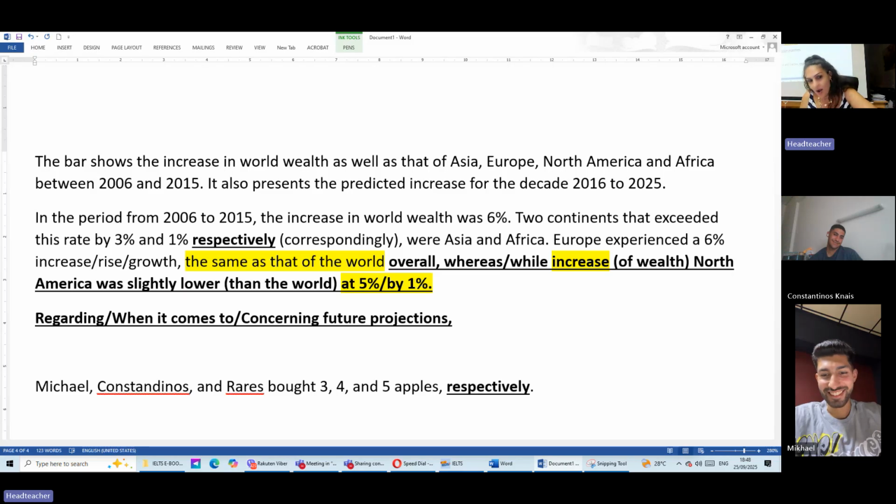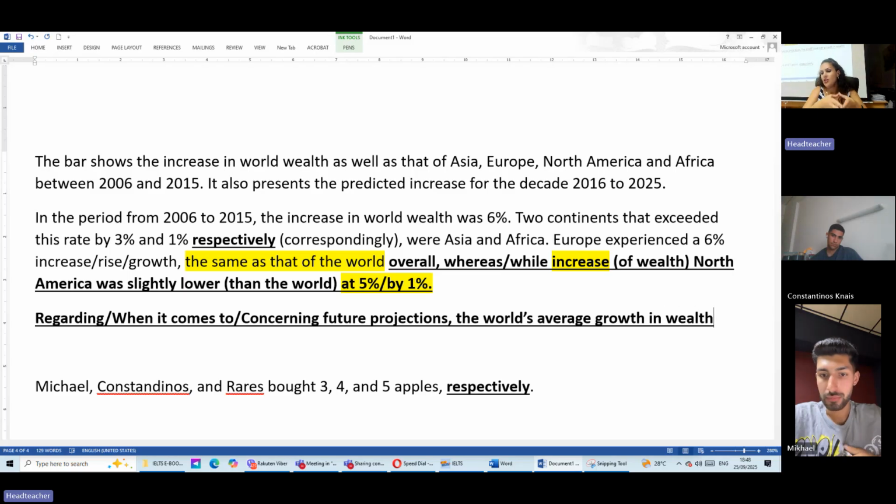So, regarding future projections, the world's, we speak about the world, yeah? Average increase growth in wealth. Don't forget your subject. Don't forget where you refer to. We speak about the growth in wealth, the growth, not the wealth, the growth. That's the most important thing to remember. The increase, the growth. That's all we have to focus on.